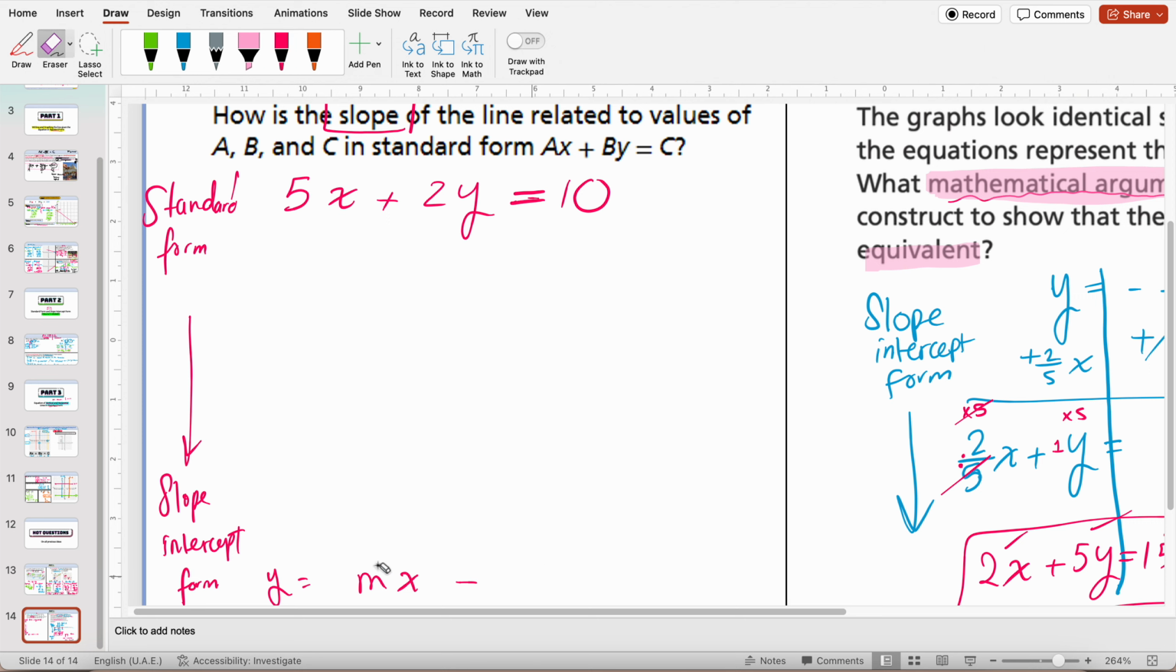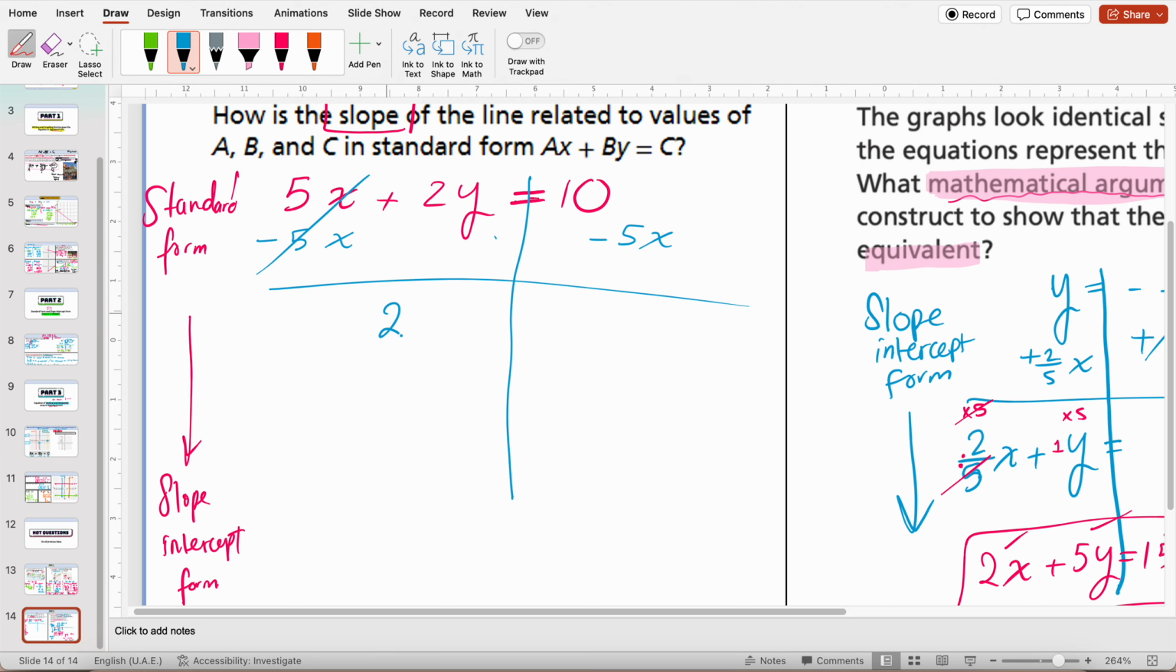So let's see. It has a slope m, okay? Let's see, how can I change this back to slope-intercept form? Slope-intercept form has y alone equals to mx plus b. So I should have only y alone here. So I'm going to try to get rid of this one and this one, okay? Yeah, let's do it. So basically, I'm going to do opposite of the steps here. So first of all, cancel the term outside. Take the 5x to the other side. Now I have 2y equals negative 5x plus 10, okay?